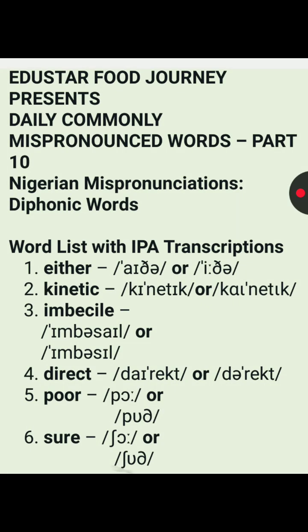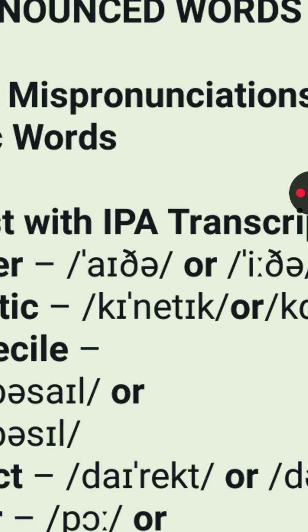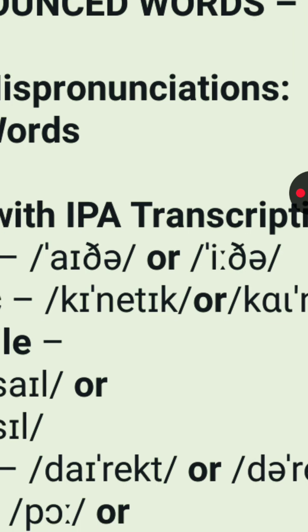Word list with IPA transcriptions. Number 1, we have either, E-I-T-H-E-R, transcribed in 2 ways, as either in the first pronunciation or either. We have I sound, the th sound, and silent S sound to give either, or either, which is long E sound, the th sound, and the short schwa sound, that is the silent S sound, to give either.